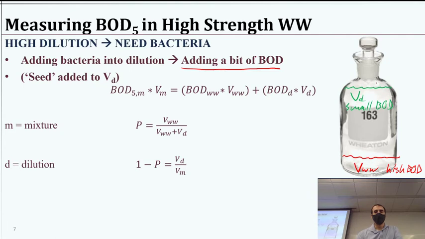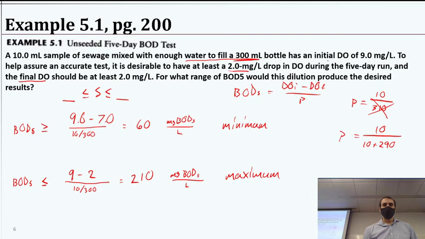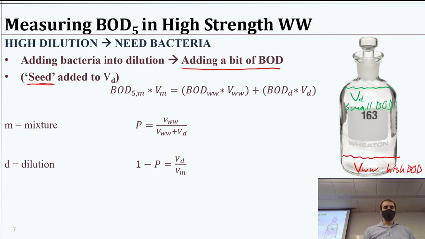But we just need to keep in mind that when we do these experiments, we're going to have to know how much BOD is in that dilution. So it turns out if we have to do this dilution and seed that bacteria, you'll notice the problem mentioned before said "unseeded 5-day BOD test." So in the problem title, it said unseeded because we hadn't learned about it yet. That example was unseeded, which means we didn't add any bacteria, we didn't need to, so we didn't have that complication.